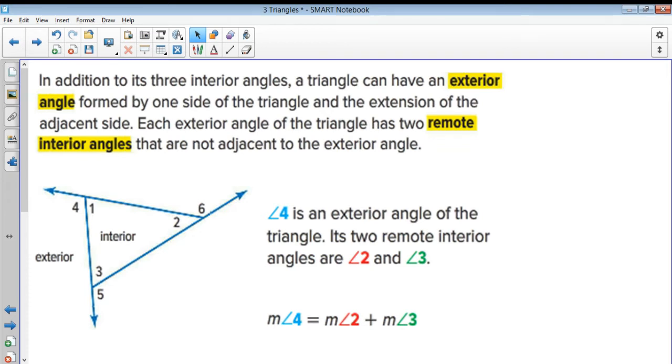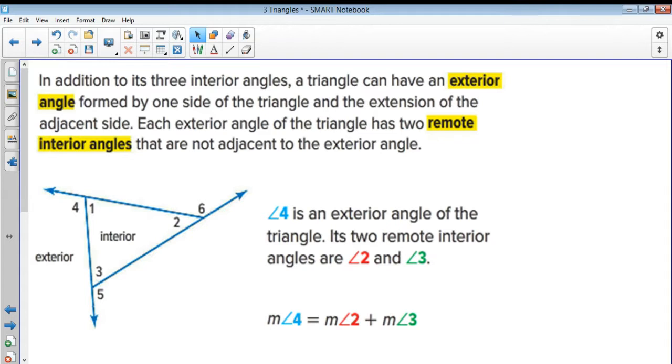Hey students, it's Miss Manning here, and I'm going to teach you about a special property that triangles have about their interior and exterior angles. It's actually called the exterior angle theorem. That is exterior angle theorem if you want to write that down.